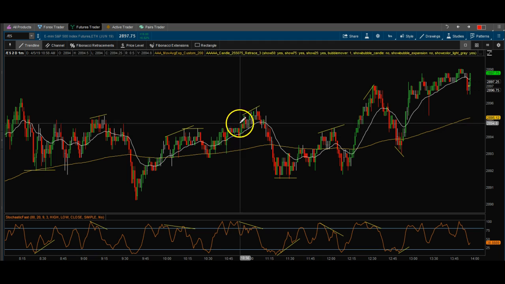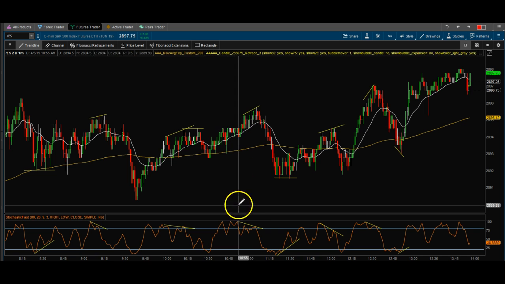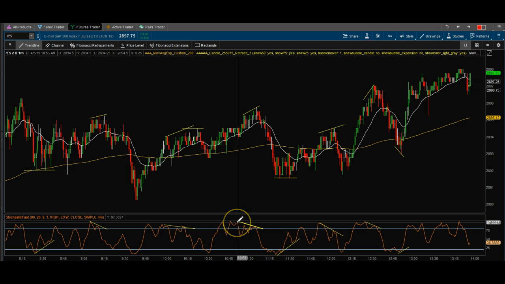Okay, here we rally again, and this is something you need to train your eyes to actually see. Right here, we make highs here. The stochastics are way overbought.